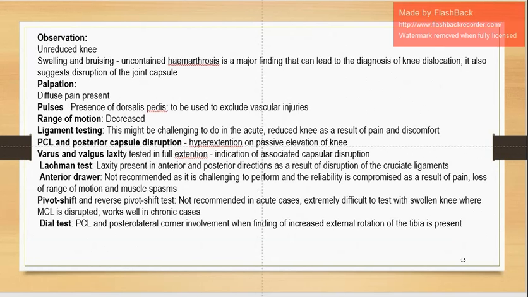With the Lachman test, we check for laxity in the anterior and posterior directions. The anterior drawer is for the ACL and the posterior drawer for the PCL, the pivot shift is where the MCL is disrupted, and the dial test is where the PCL and the posterolateral corner are involved, with a finding of increased external rotation of the tibia.